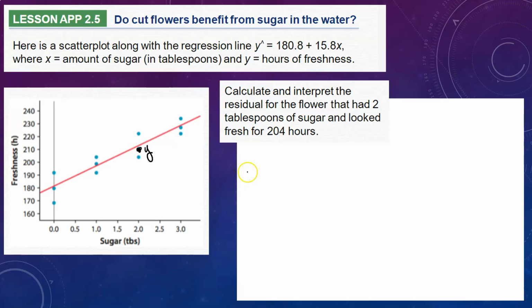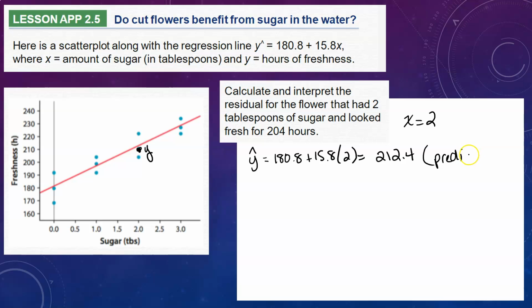In order to calculate the residual, we need the predicted y value. So what that's telling me is my explanatory variable is 2, my x value is 2. So I'm going to calculate my y hat, my predicted value. That's 180.8 plus 15.8 times 2, which gives me 212.4. Again, that's my predicted value. So that's coming in at about right here. So we can see that there's a bit of a difference there. So our actual was 204.